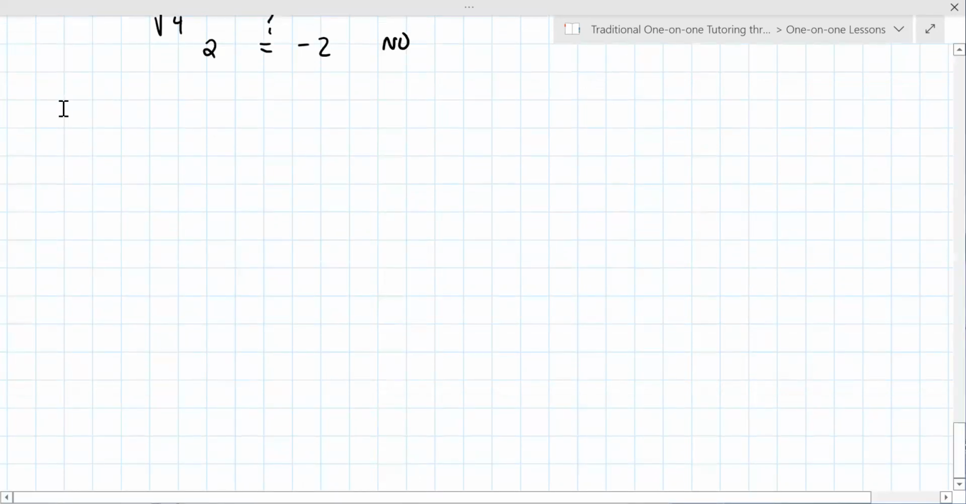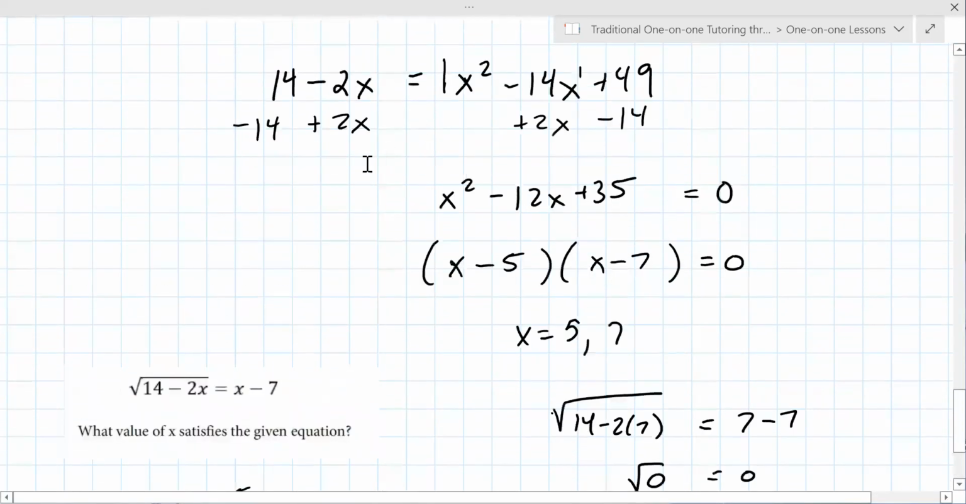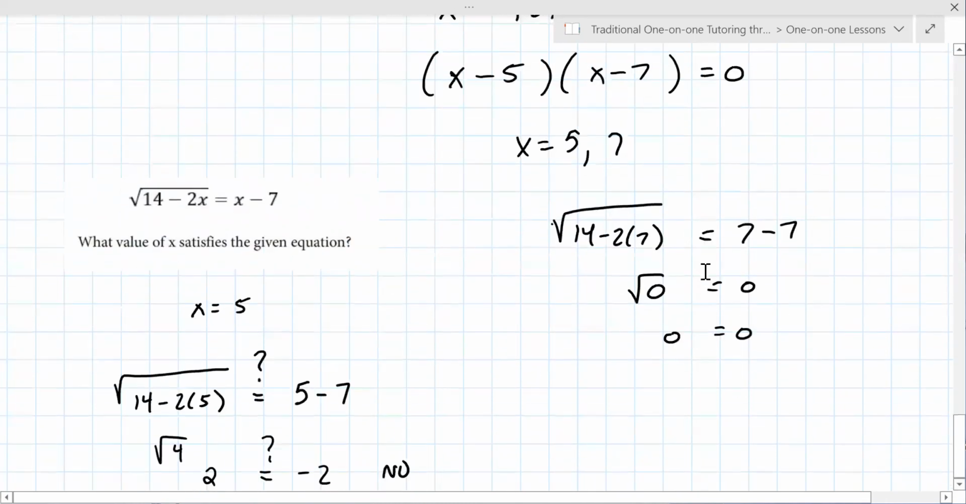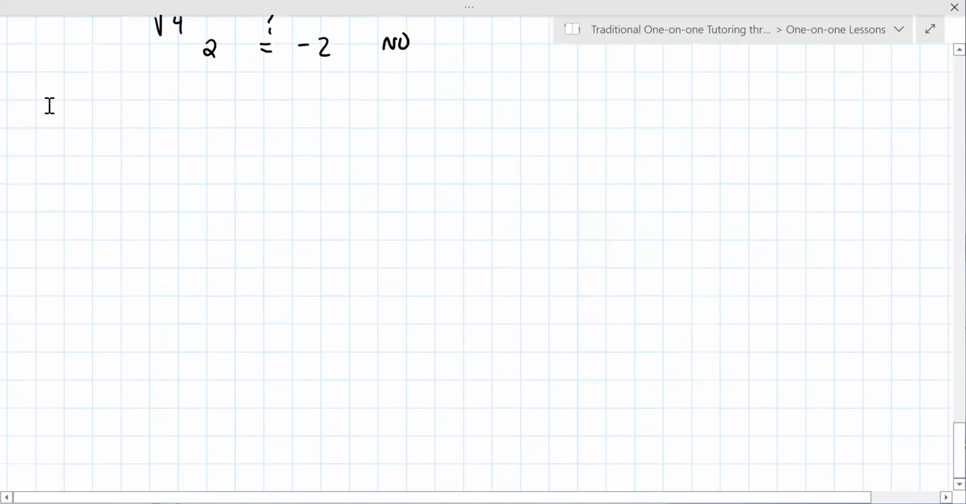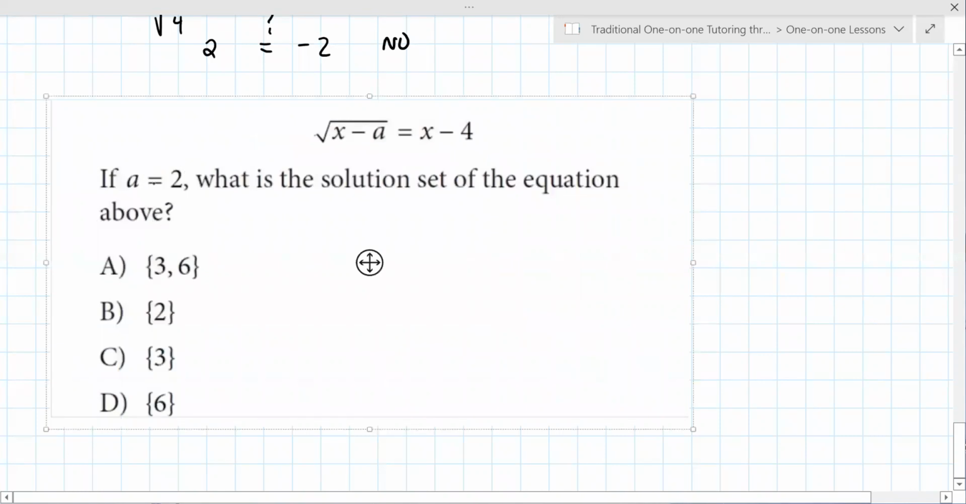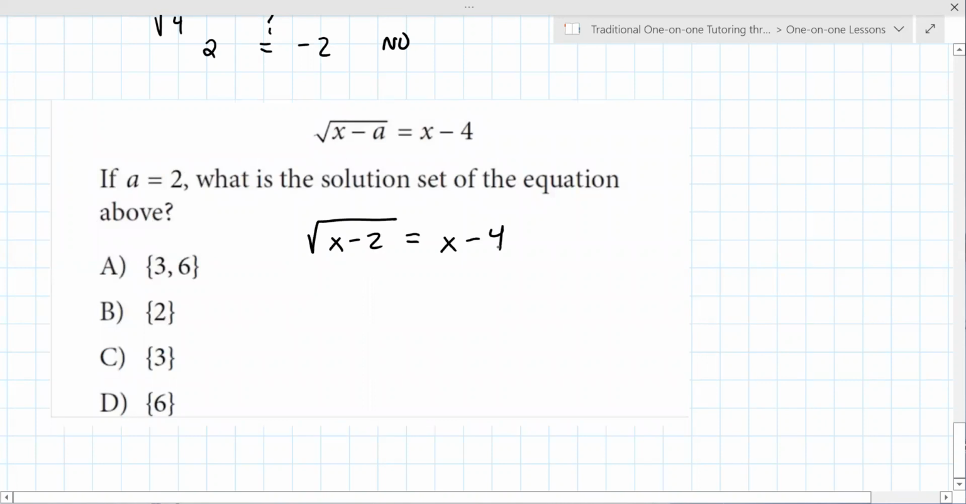All right. So the truth though is that sometimes there are 2 solutions. Sometimes there's only one. And I can't tell you when it will be. So when you look at this problem here, it says if A equals 2, what is the solution set of the equation? Now let's put 2 in for A. Do you see that this is basically the same problem that we did before? We're going to square both sides, right? Now they already give you the answers.